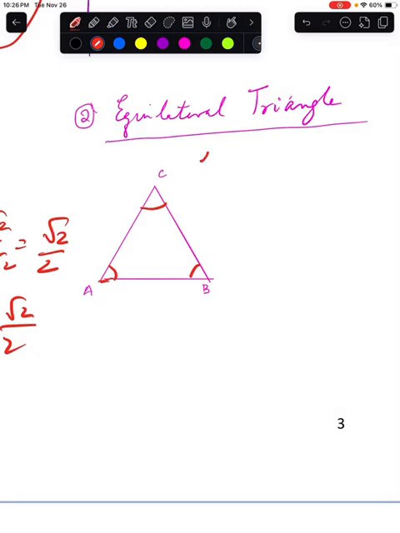Let's say all of them are alpha. So alpha plus alpha plus alpha is 180. So 3 alpha is 180. So alpha will be equal to 180 over 3, which is 60. So each angle is 60 degrees, or pi over 3.